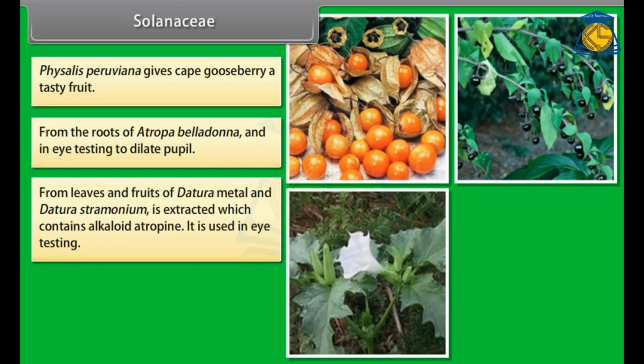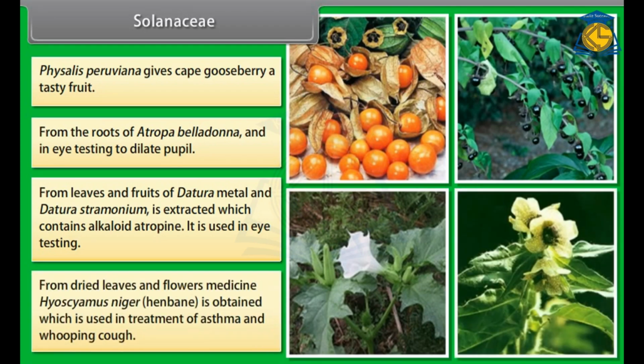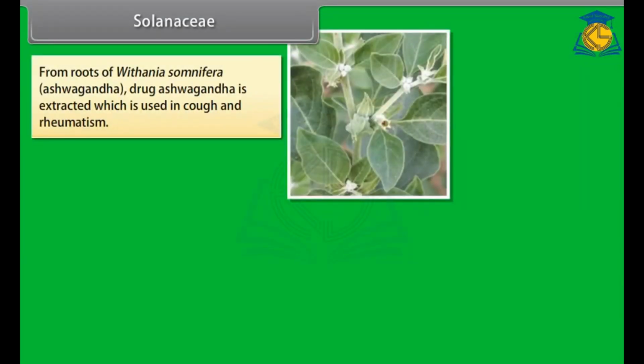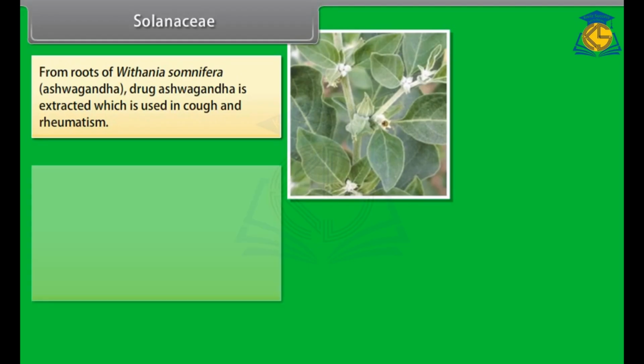From leaves and fruits of Datura metel and Datura stramonium, atropine is extracted, which is an alkaloid. It is used in eye testing. From dried leaves and flowers, medicine Hyoscyamus niger, henbane, is obtained, which is used in treatment of asthma and whooping cough. From roots of Withania somnifera, ashwagandha, a drug is extracted, which is used in cough and rheumatism.